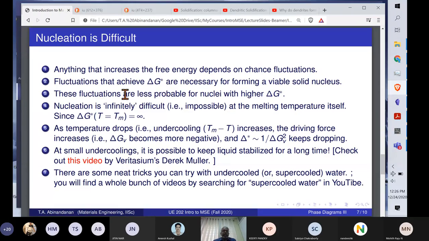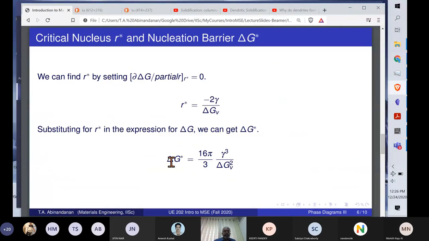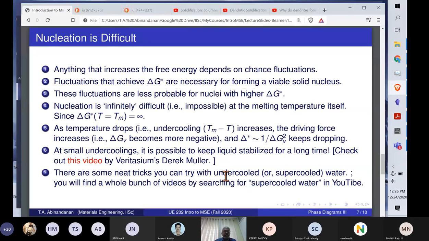So these fluctuations are less probable for nuclei with higher values of delta G star. From a theoretical viewpoint, one is always looking for ways of decreasing this value of delta G star. And this also implies, going back to the delta G star expression, that delta G star is effectively infinite when there is no driving force. When the driving force is zero, which means right at the melting temperature, it is infinitely difficult to nucleate a solid at the melting temperature. That's because delta G star at that temperature is infinity.